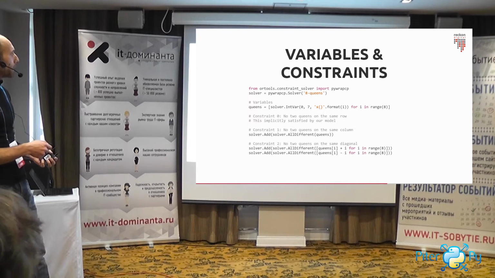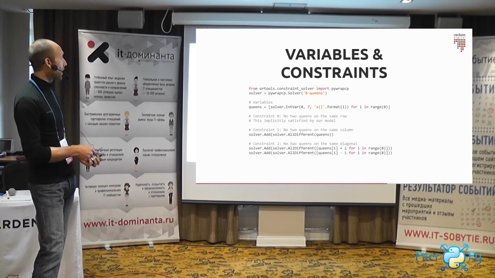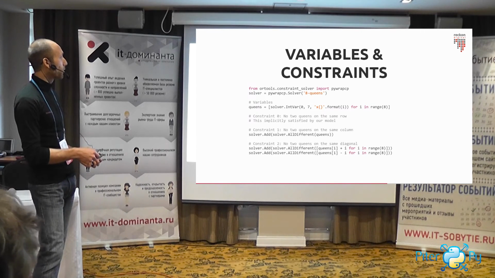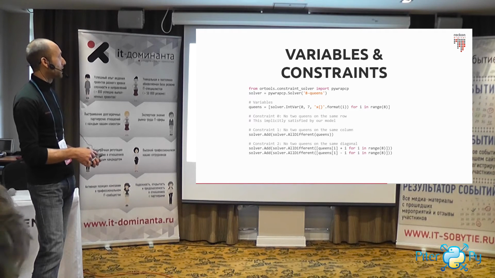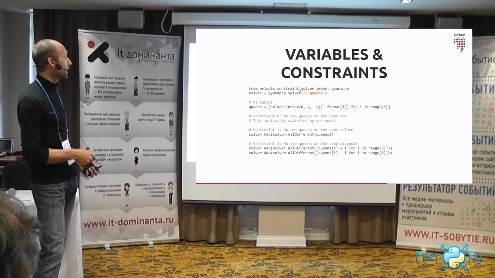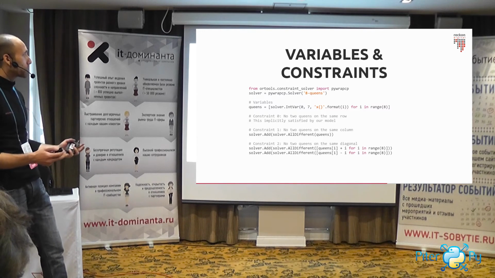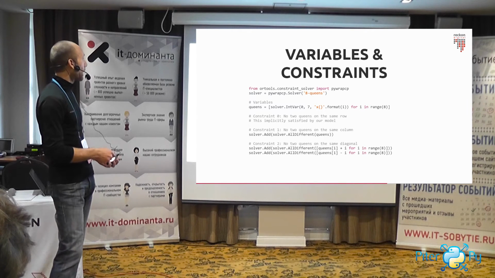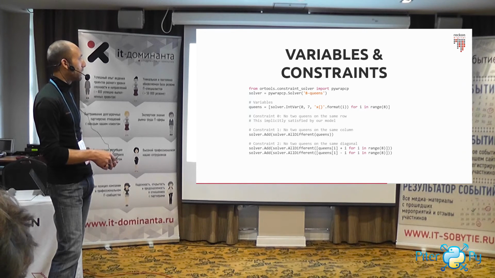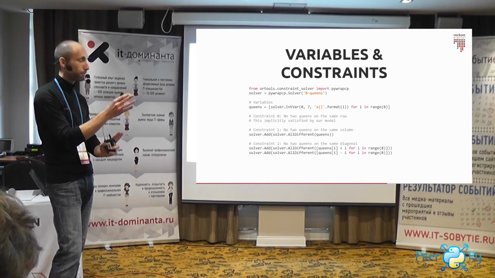In the next steps, we are applying the constraints. The first constraint says we cannot have two queens on the same row. But as I just said, this is implicitly satisfied by our model. The second constraint says that we cannot have two queens on the same column. In the OR-Tools language, what we say is that the variables within this list, the queens, must all have different values. In this way, we won't end up with two queens on the same column.